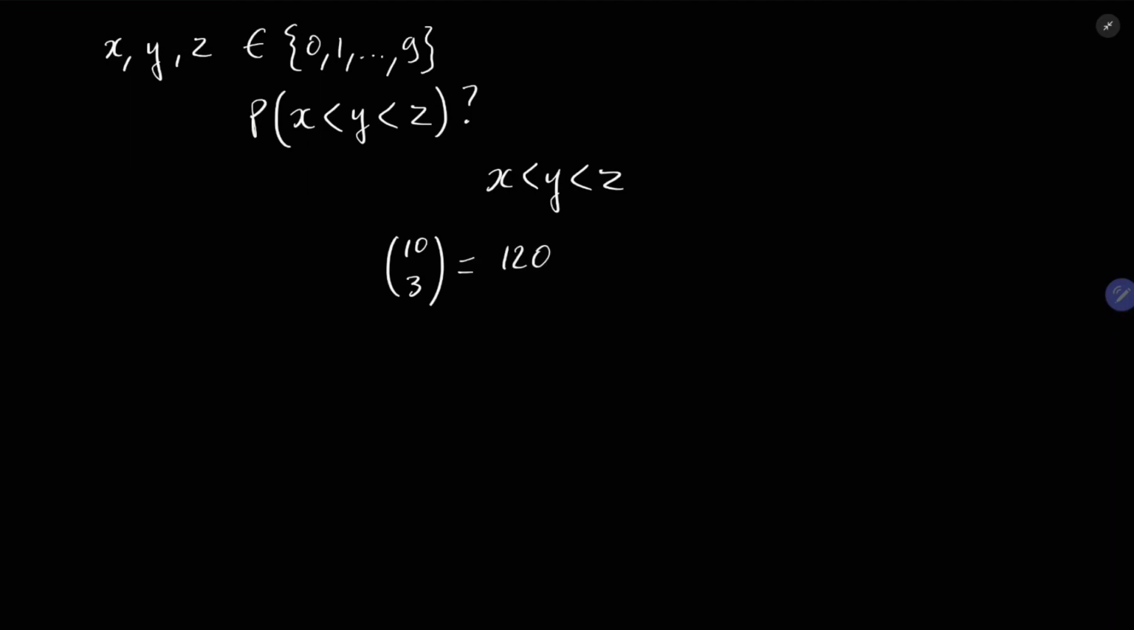And because you have a total number of choices for x, y, and z that is equal to 10 multiplied by 10 multiplied by 10, so 10 to the power of 3, the final answer is equal to 120 divided by 1000, which is equal to 0.12, or a 12% chance to have your three integers ordered in this way.